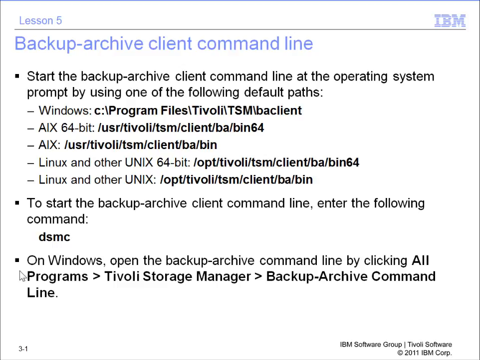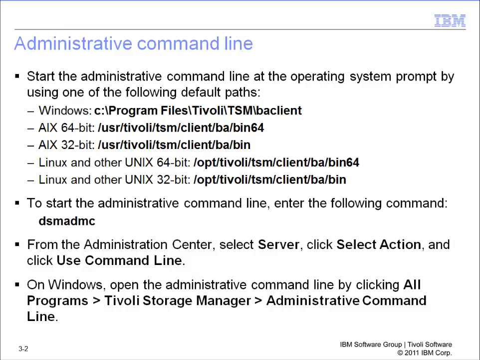With Windows, you can also start the Backup Archive client from Start All Programs. The administrative command line, remember this is a client. The command line is actually a client, therefore it's going to start from your Backup Archive client window. Same as your Backup Archive client command line, the administrative command line starts in the same location. But here you're going to type DSM ADMC. This will launch your administrative command line.